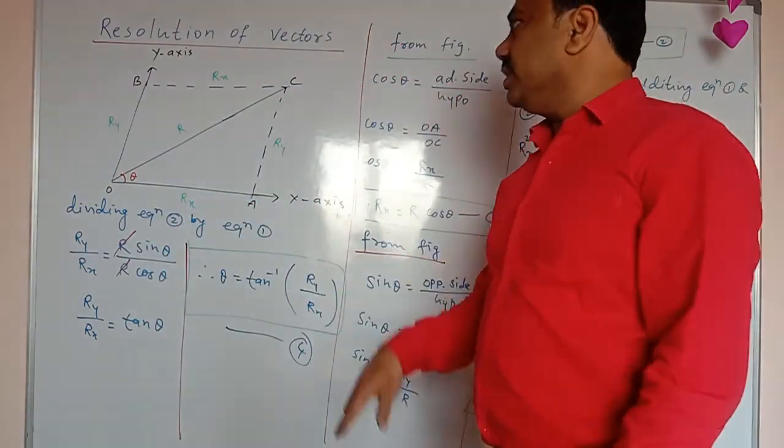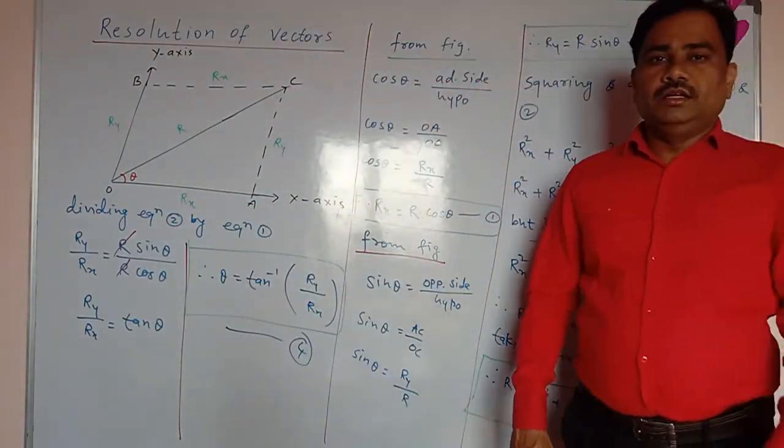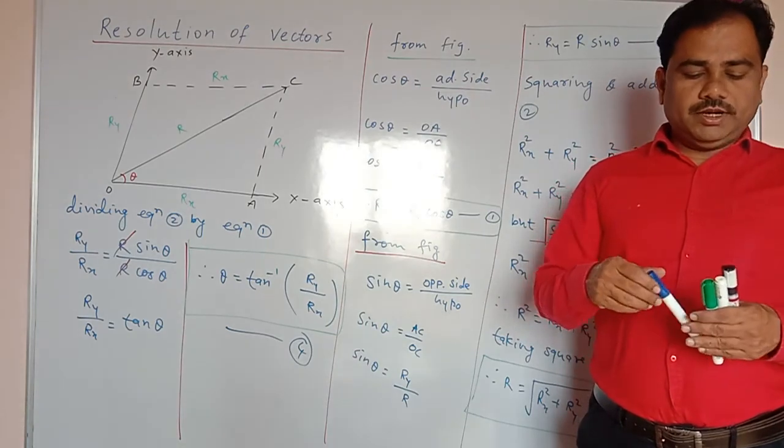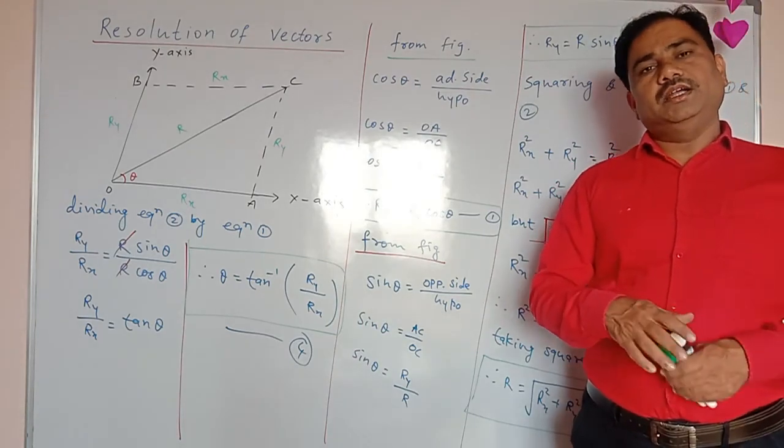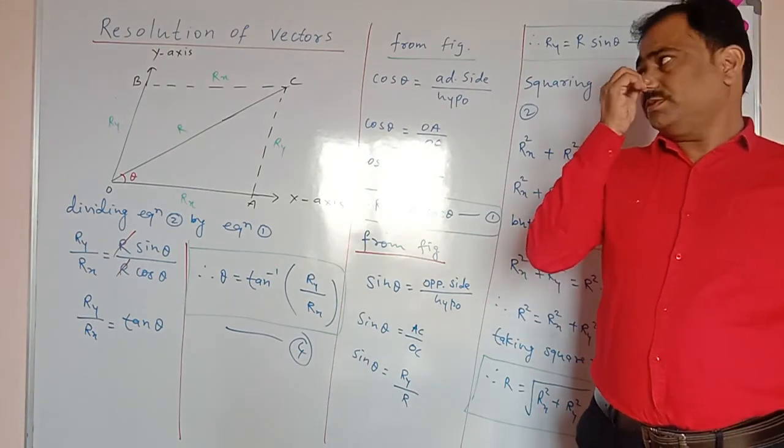Okay, so this article is very important. The remaining articles are dot product and cross product.